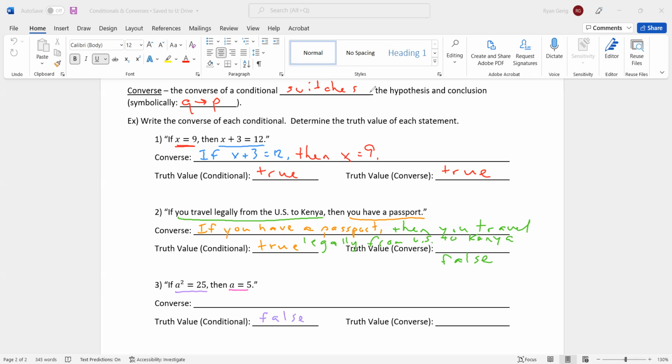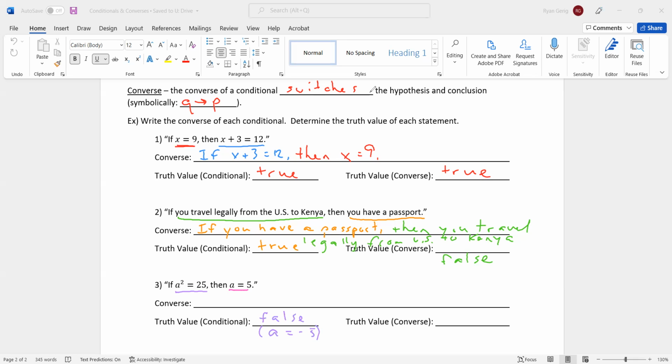So that's the counterexample, right? A lot of times you'll see me write the counterexample right below the false statement. I'm not going to have a counterexample to a true statement. That doesn't make any sense.